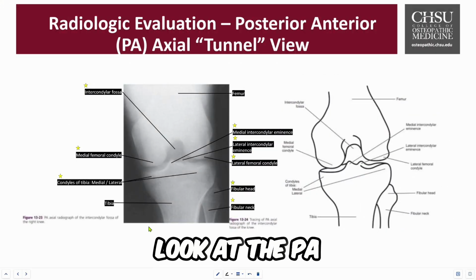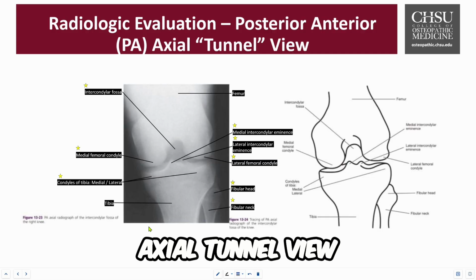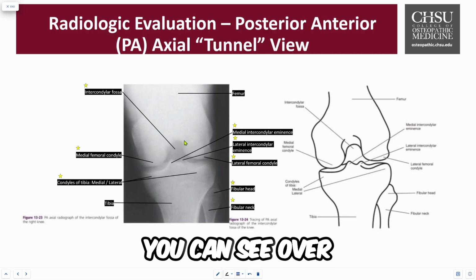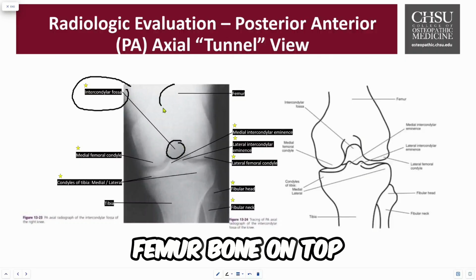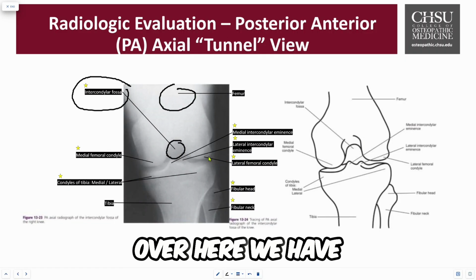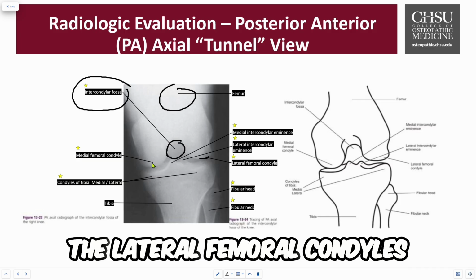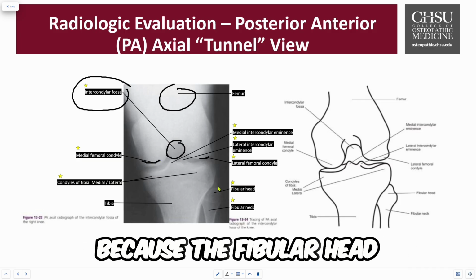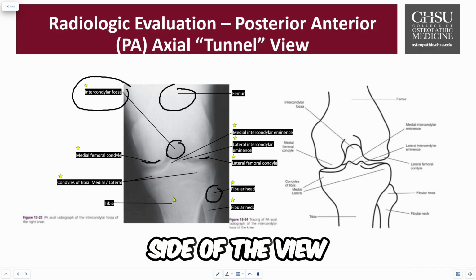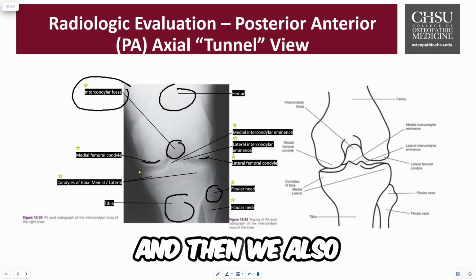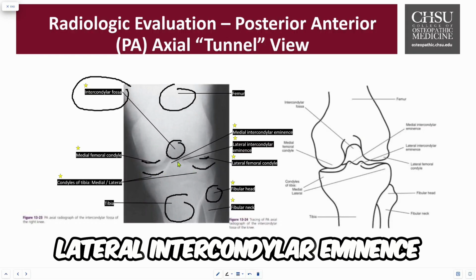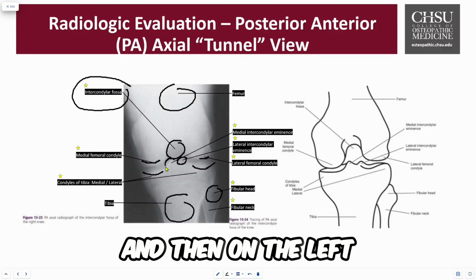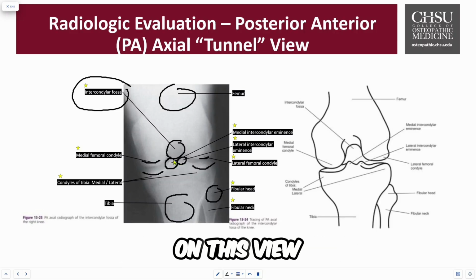Now let's take a look at the PA axial tunnel view. This is going from the back, so you can see over here the intercondylar fossa shown very clearly. Femur bone on top. Over here we have the lateral femoral condyles, the medial femoral condyles, because the fibular head is on the right side of the view, the tibial shaft, and then we also have the medial and lateral condyles of the tibia. Right here is the lateral intercondylar eminence, and then on the left, which is in front on this view, is the medial.